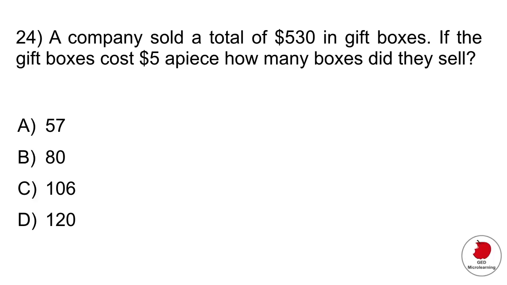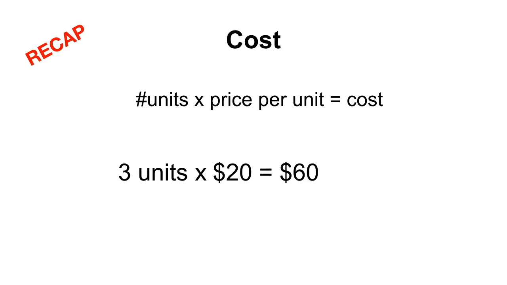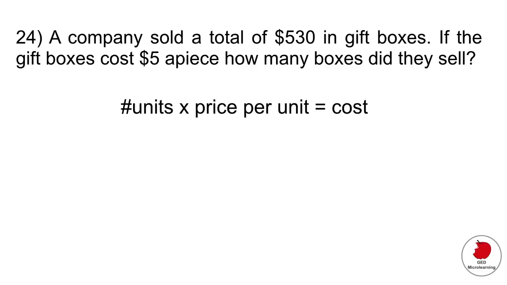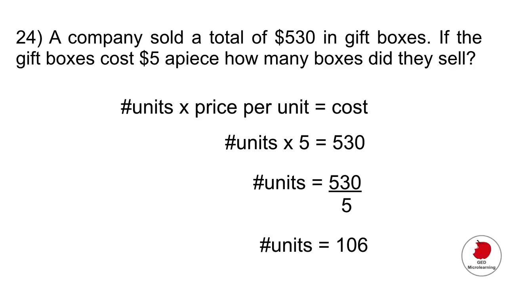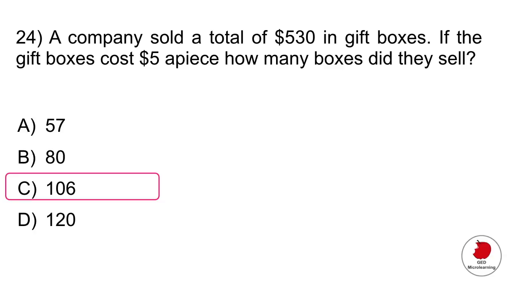All right, question 24 is going to quickly review cost, which we already covered quite a bit, just to see if you're on the ball. It says a company sold a total of $530 in gift boxes. If the gift boxes cost $5 apiece, how many boxes did they sell? That's the formula there for cost. We know the cost, which was $530, and the price per unit, which was $5. So all we have to do is divide both sides by 5. That gives us 106 units.